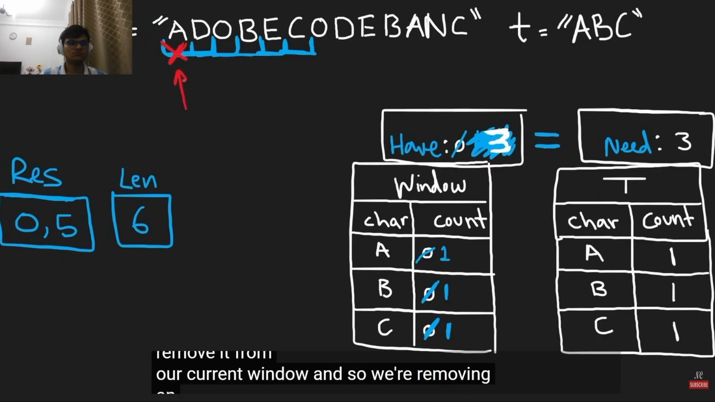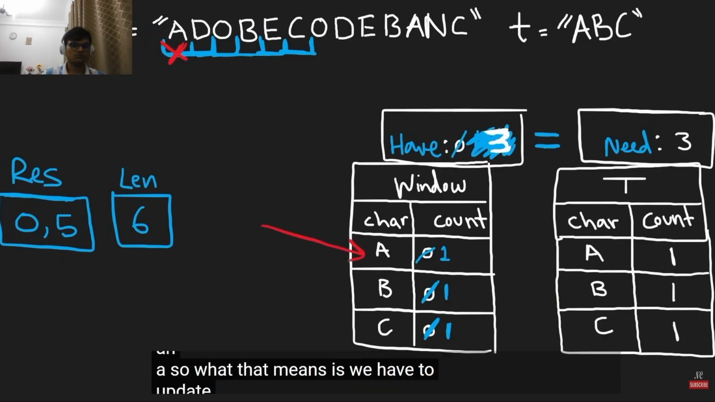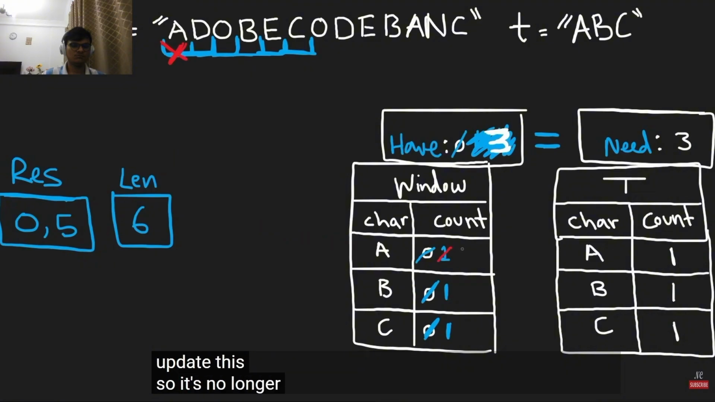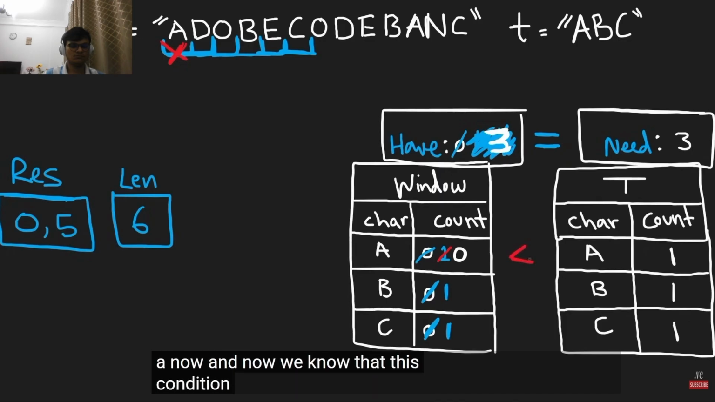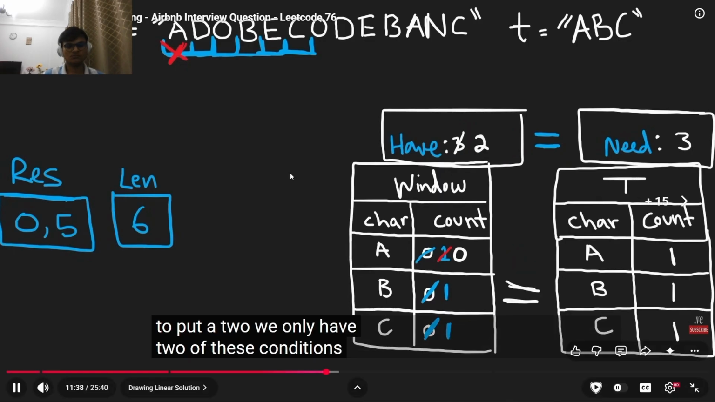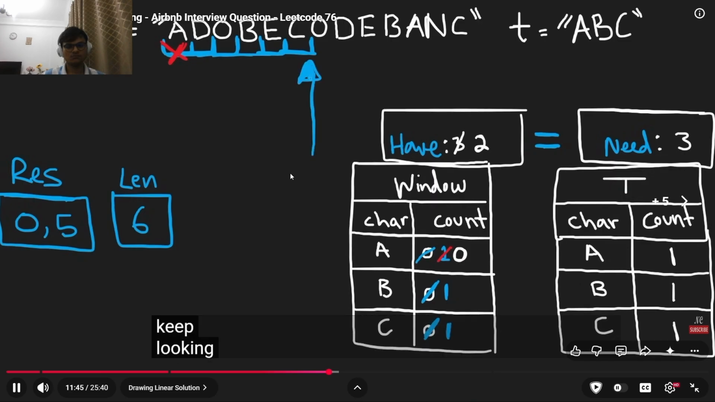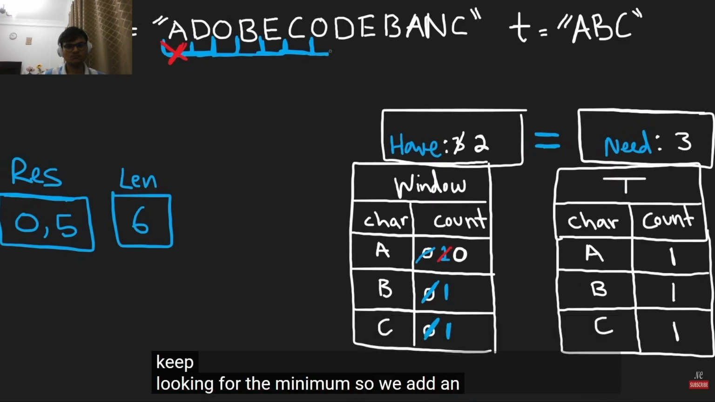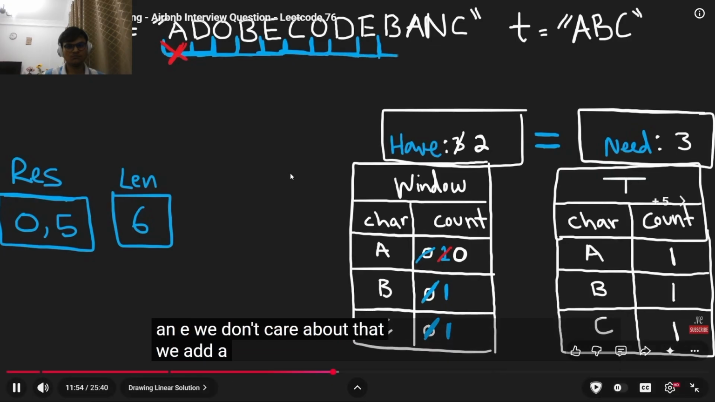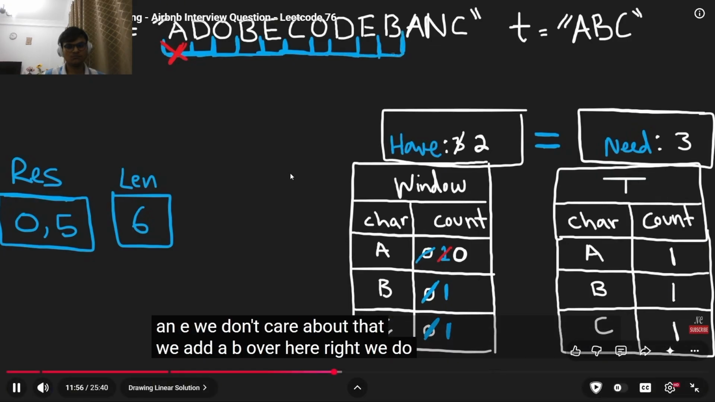And so we're removing an A. So what that means is we have to update this. So it's no longer 1. We actually have a 0 for count A now. And now we know that this condition is met, right? So let's keep looking for the minimum. So we add an O, but we know we don't care about that. We add a B over here, right? We do care about B.